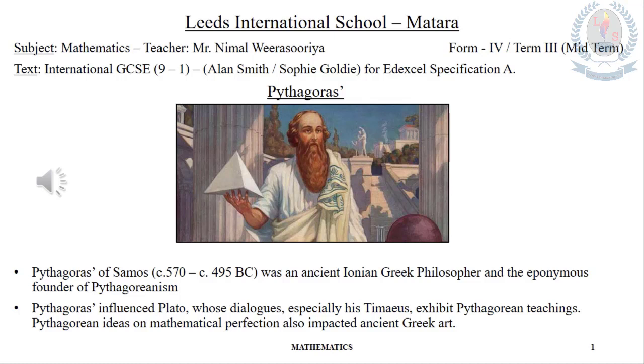Pythagoras photograph, and below there are two short descriptions about Pythagoras.